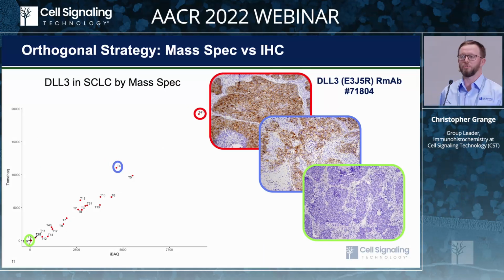Similarly, we could use an orthogonal strategy, and this is using non-antibody-based assays as a comparison to what we see in IHC. So at CST, we're able to leverage our expertise in mass spec to categorize some of our frozen and FFPE tissues and compare that data and use it to validate what we see in IHC. Here you can see a mass spec study looking at small cell lung cancer, and we've chosen a low, medium, and high expressing tissue, and that compares favorably with the DLL3 IHC staining.